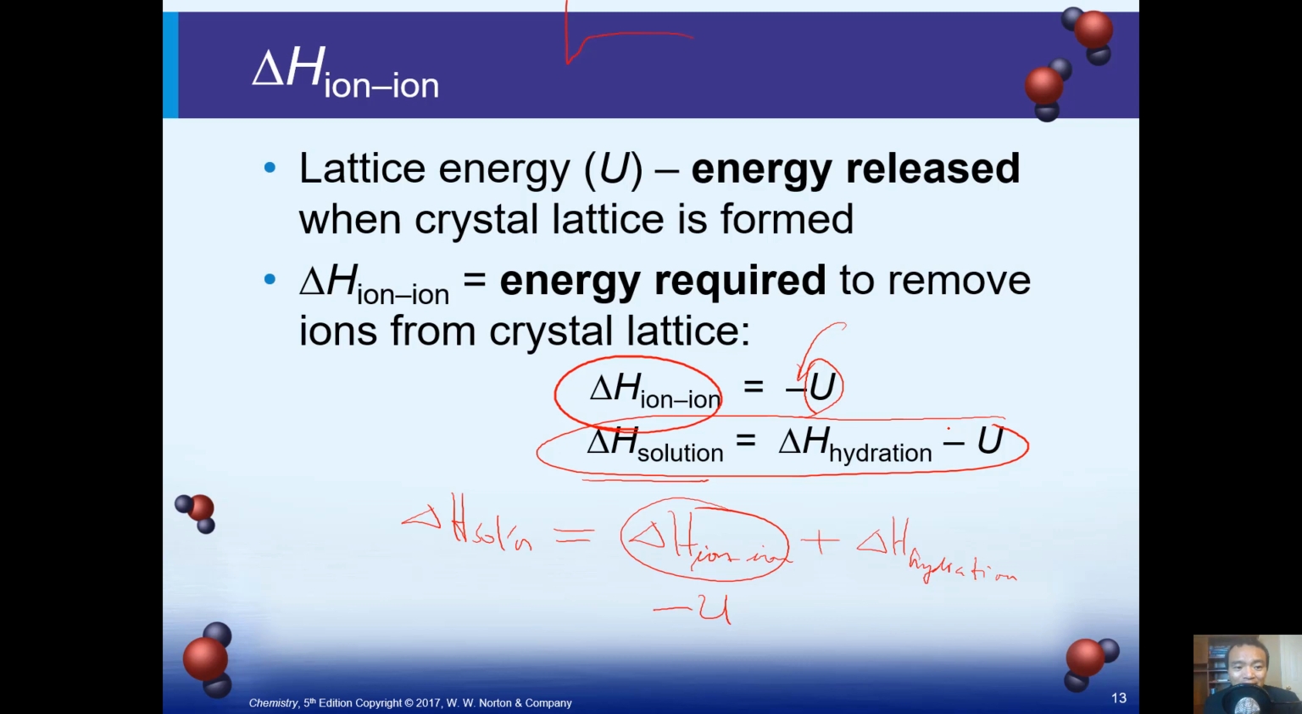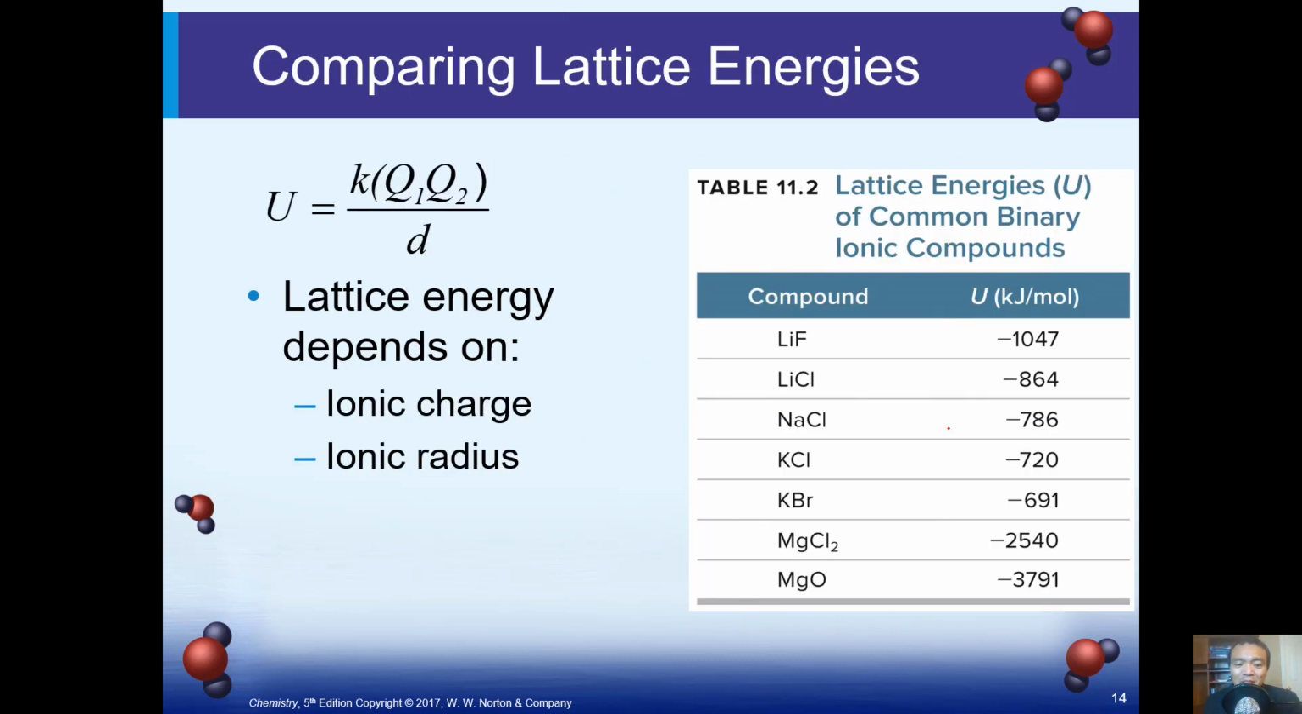Please remember, lattice energy is the energy that is released, and delta H for ion-ion is the energy that is absorbed, or required, to remove the ions or separate the ions. So let's look at some real examples for lattice energy. When you look at this table, first you should realize all these lattice energies are energies being released, so that's why they all have negative signs, as you can see in this table.